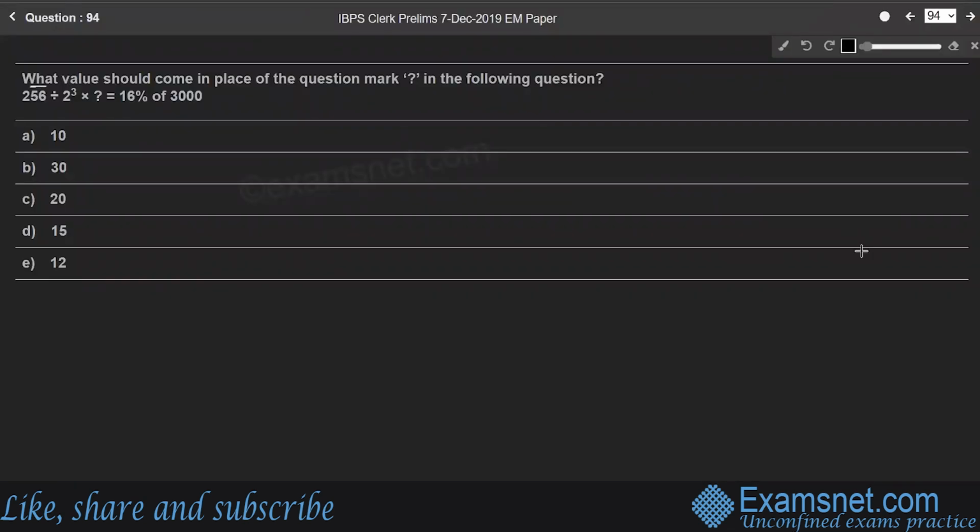Question 94. What value should come in place of the question mark in the following question? 256 divided by 2 cube, into some number, let the number be x, is equal to 60% of 3000. Right? So let us solve both the LHS and RHS parts. According to the BODMAS rule, no brackets, so let us solve the of part, here 60% of 3000, and also the division part.